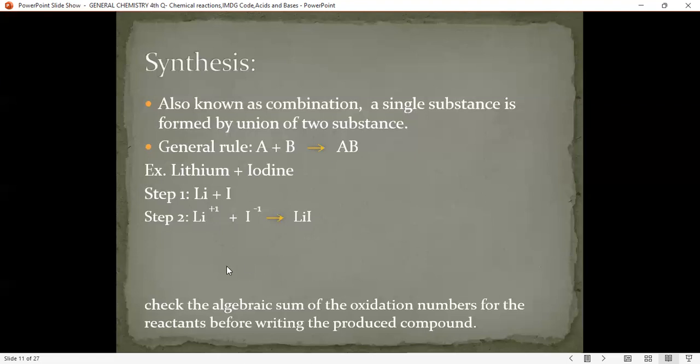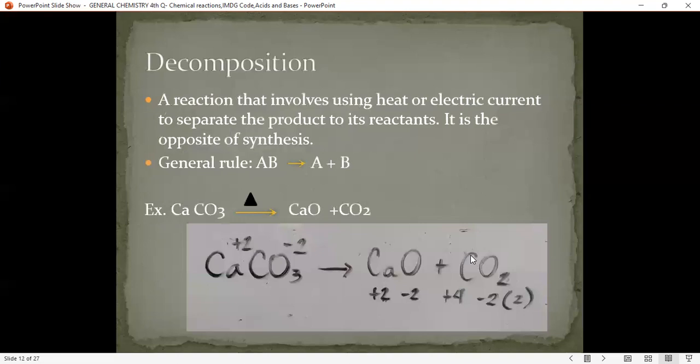Okay, so first check the algebraic sum of the oxidation numbers for the reactants before writing the produced compound. But again, you will not be the one to assign oxidation states. It is already given in the formula. Okay, let's continue. Next is the decomposition reaction.